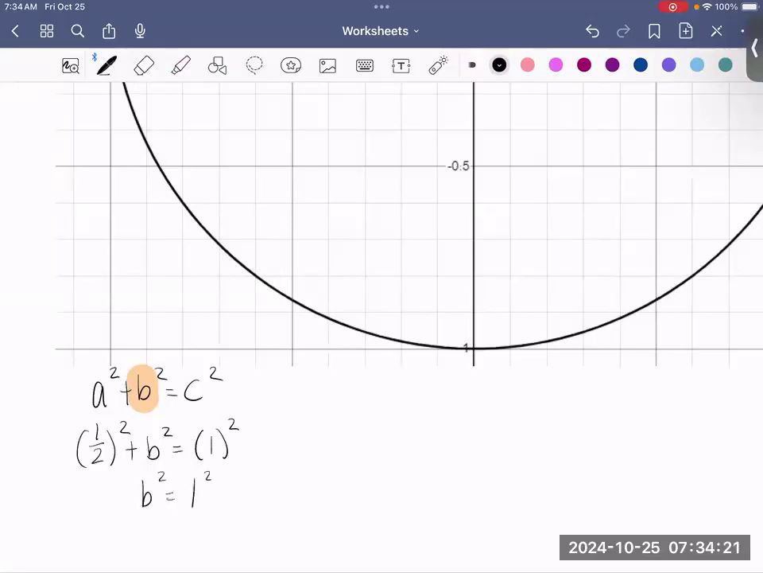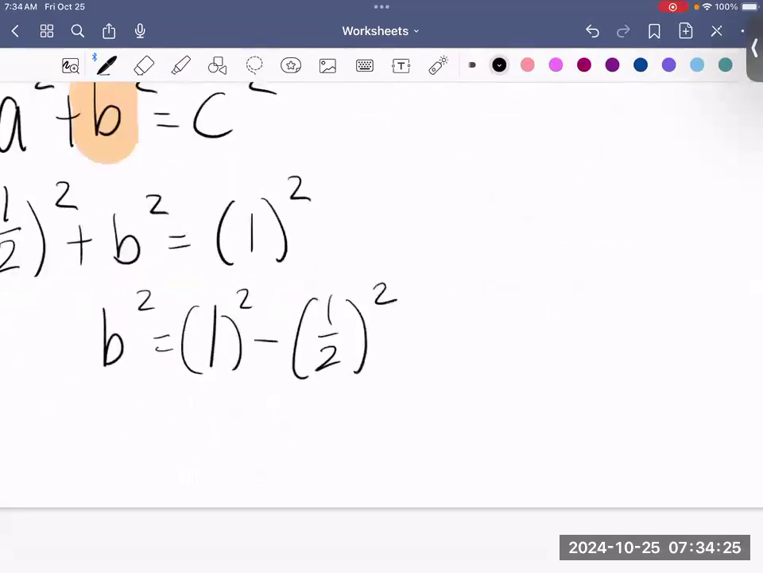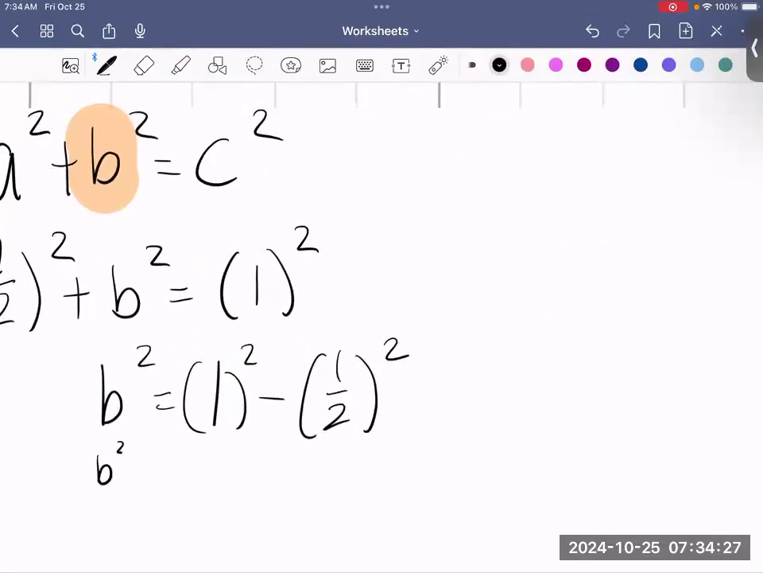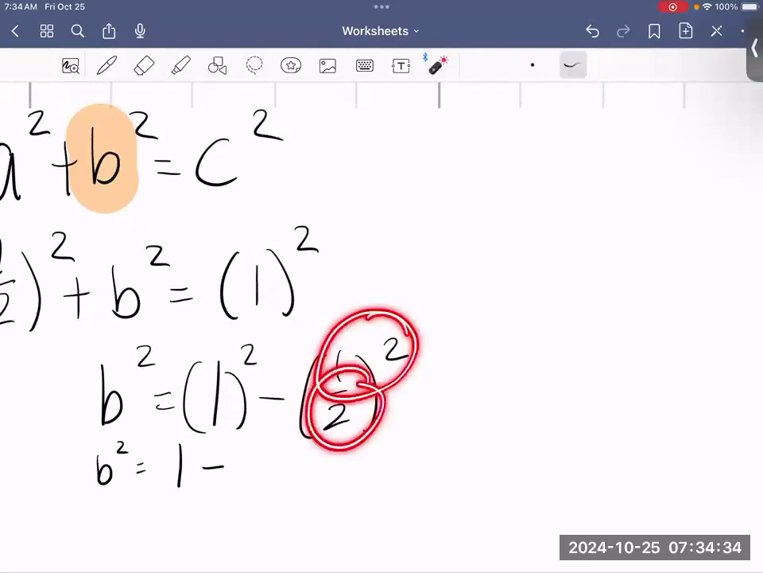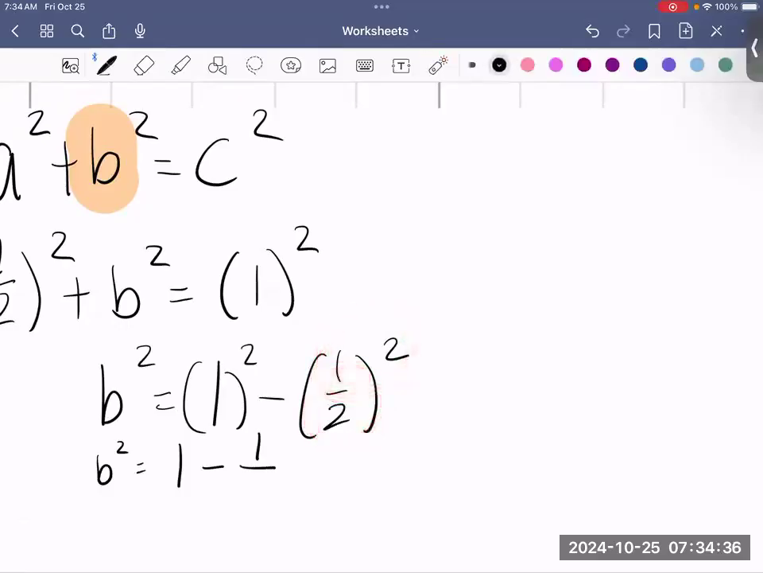So when we go to solve, we can put everything to one side. So we have 1 squared minus 1/2 squared. And then we can start to whittle it down. So 1 squared is 1, minus the square of 1/2. So that's just 1 over 4. This 1 is now just really 4 over 4. So we have b squared is equal to 3 over 4.